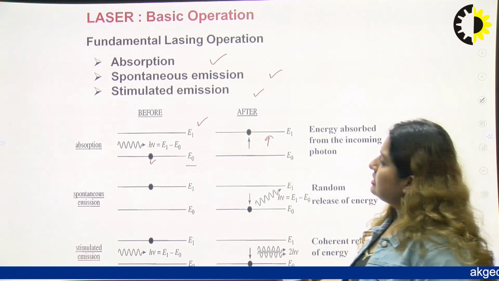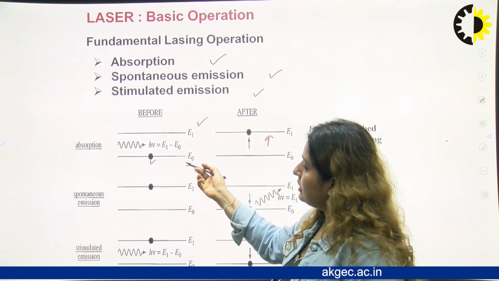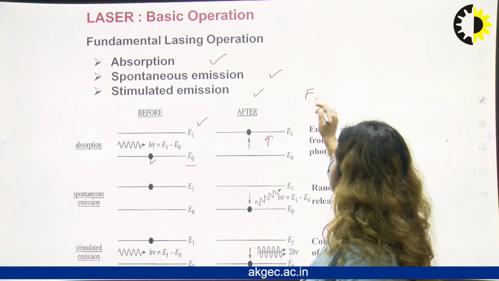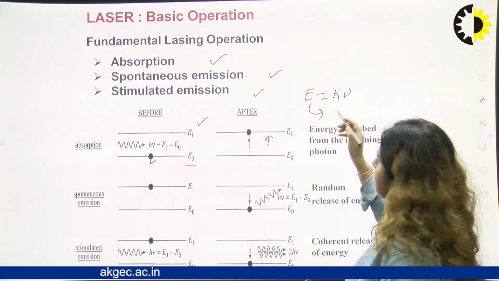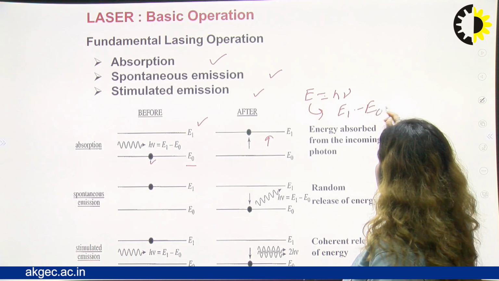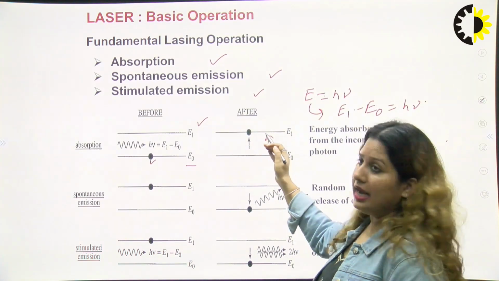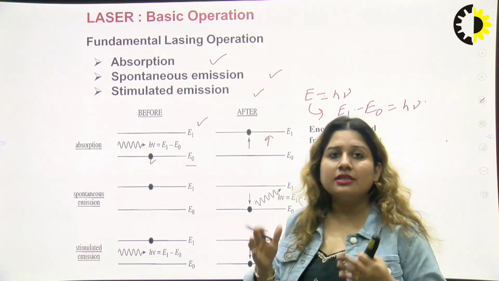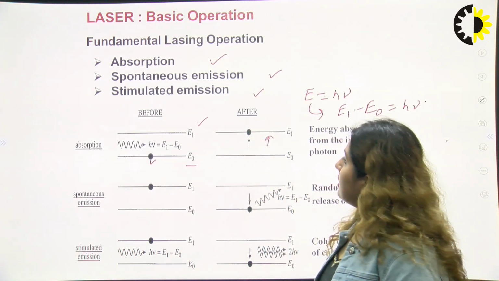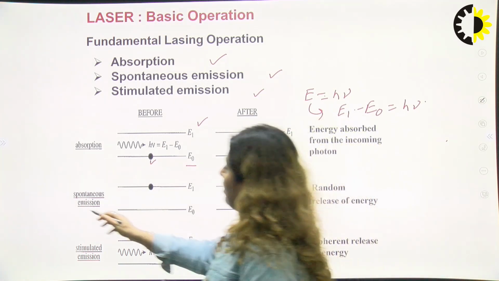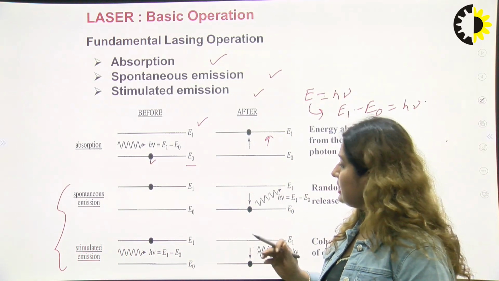The difference of the energies between the two levels is h nu. With the help of the Einstein relation, E is equivalent to h nu. So the difference between the two energy levels, E1 minus E0, is equivalent to h nu. After the absorption, the electrons reside in the high energy state E1 for a certain period of time, called the carrier lifetime. After that, two emission processes are involved: the first is spontaneous emission, and the second is stimulated emission.